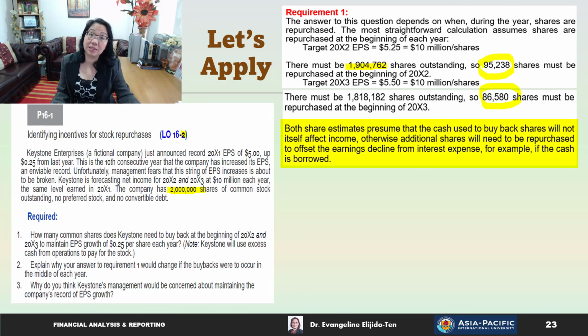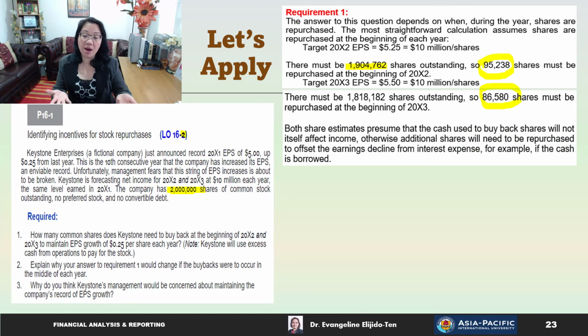So both share estimates assume that the cash used to buy back the shares will not itself affect the income. Otherwise, additional shares will need to be repurchased to offset the earnings decline from interest expense, for example, if the cash is borrowed. But in requirement 1, it's actually stated, note, Keystone will use excess cash from operations to pay for the stock. So that means they don't need to borrow from the bank to buy back the shares. Let's move on to requirement 2.